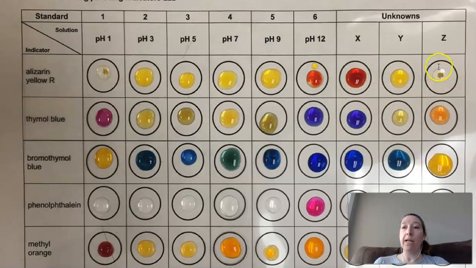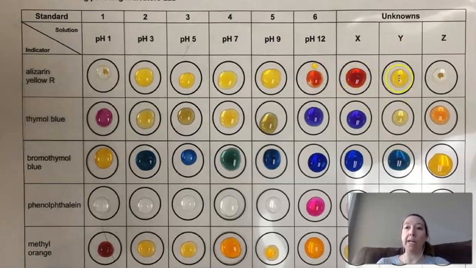So for example, if you look at Z over here, it's kind of clear with this clump in the middle. Well, look here, this pH 1 was also clear with a clump in the middle. So from that, I can probably narrow down that Z has a pH pretty close to 1. Same deal with X. Color-wise, it looks kind of similar to 12. It might be a little more extreme, but at least I can match that up.